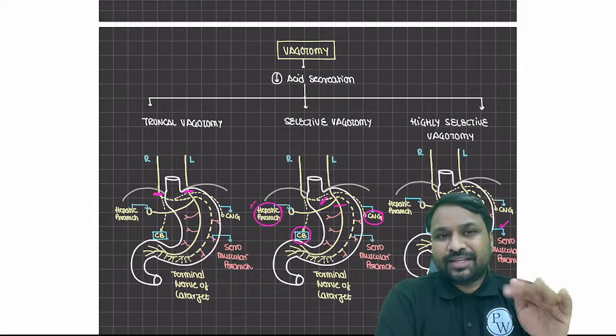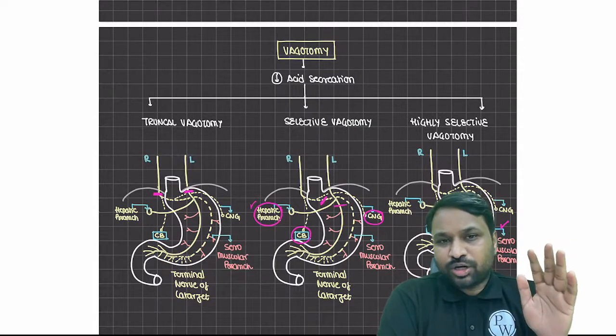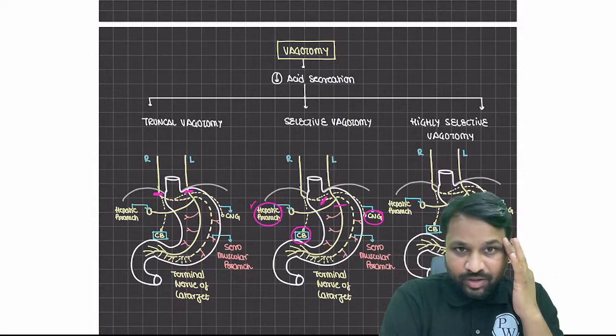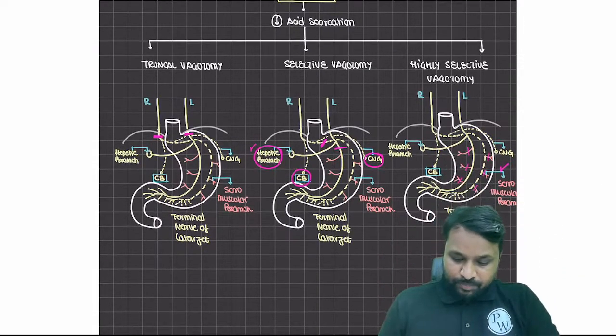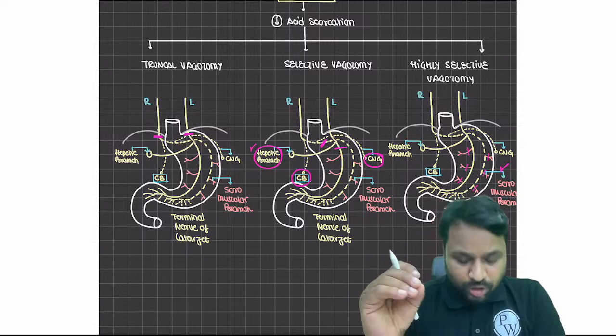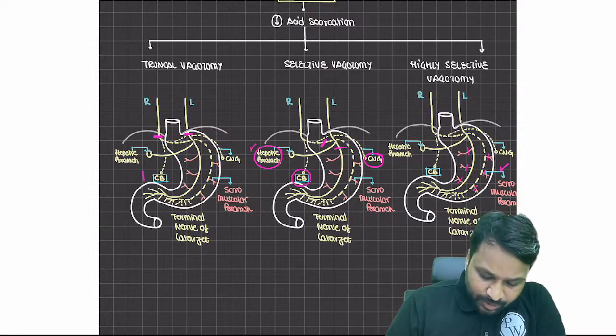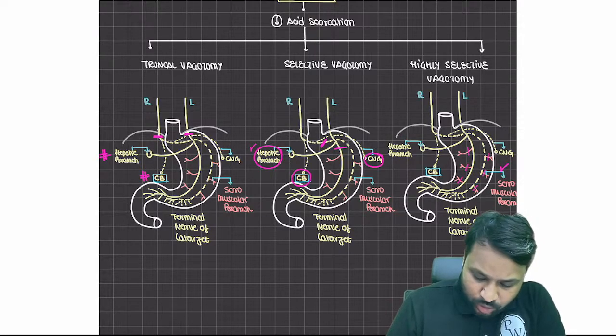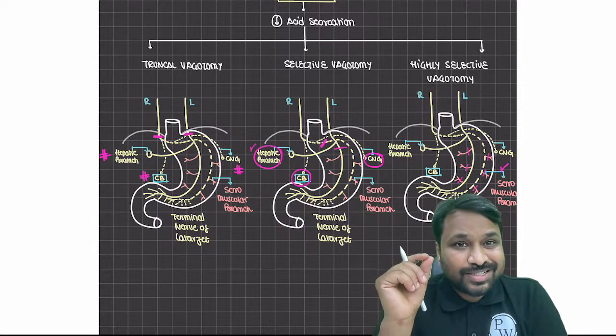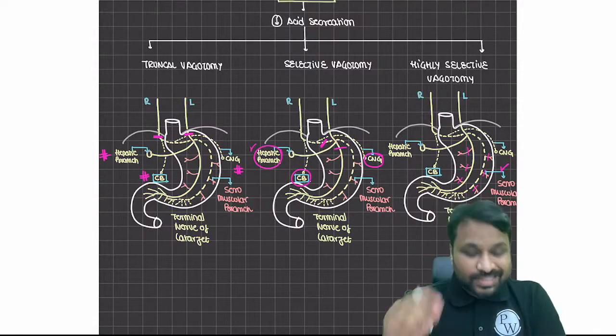So these are the three varieties of vagotomy: truncal vagotomy, selective vagotomy and highly selective vagotomy. What's the problem? Whenever you're doing a truncal vagotomy, you are compromising the celiac branch. When you compromise the celiac branch, it is going to compromise the peristalsis. So this causes gastric stasis.